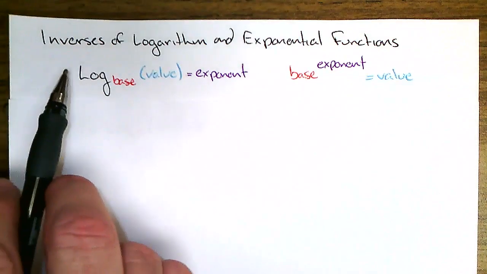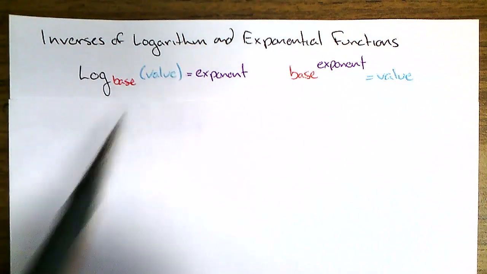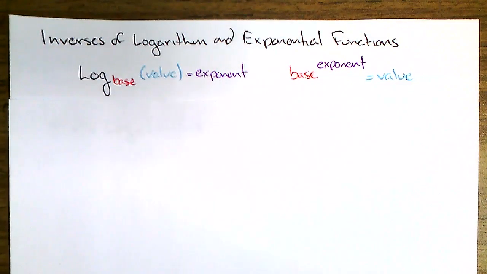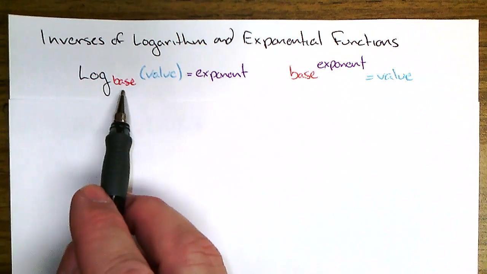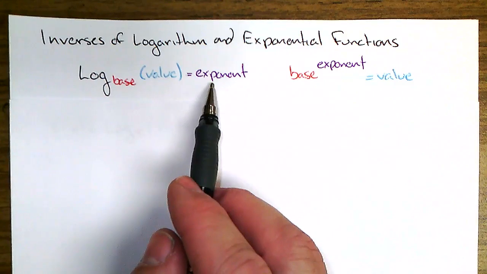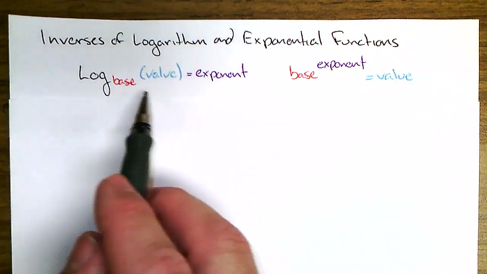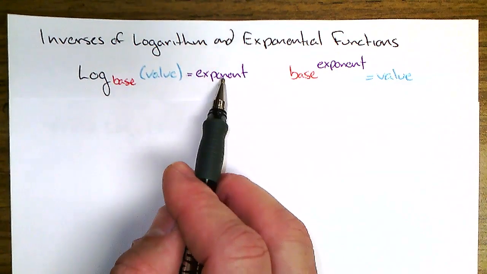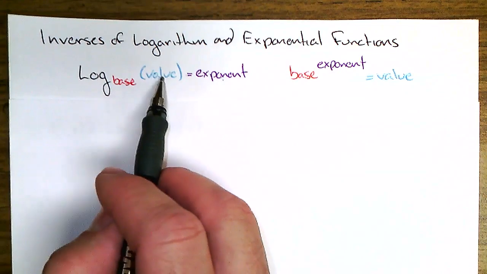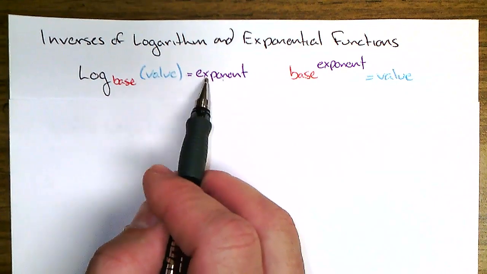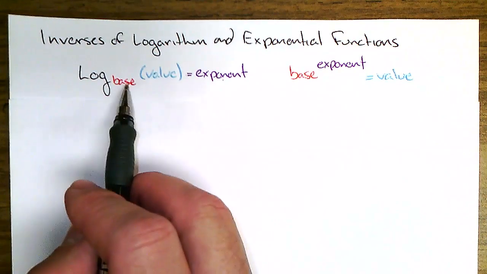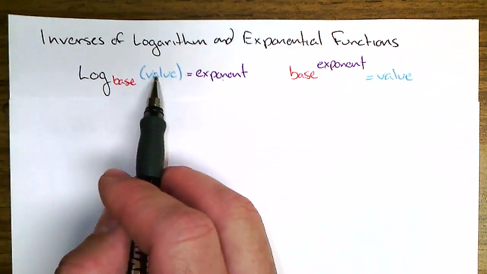Okay, we're going to look at finding inverses of logarithm and exponential functions today. Let's start with a quick review. When we have a log to a certain base of a value, it returns an exponent. This function tells us what power of the base gives us our value. So if this was log base 10 of 100, then our exponent would be 2, because 10 to the second power is 100.